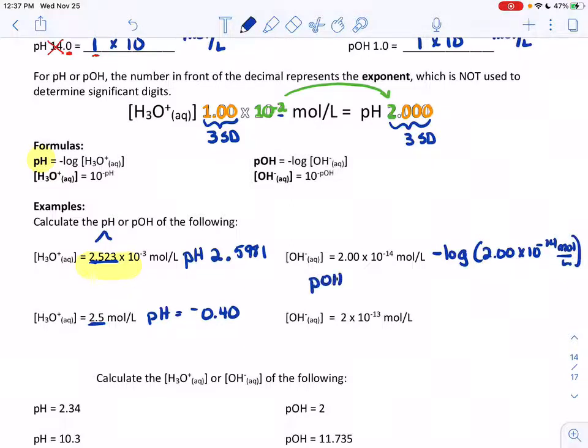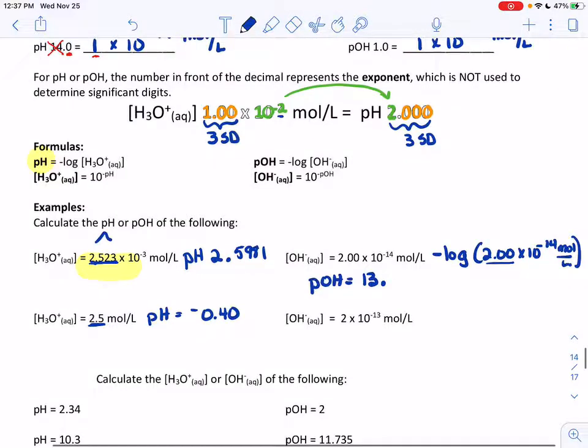And so my pOH is going to be, and again, the number in front of the decimal doesn't count. That 13 isn't part of my significant digits. So I need 3 numbers afterwards. And this turns out to be 699.